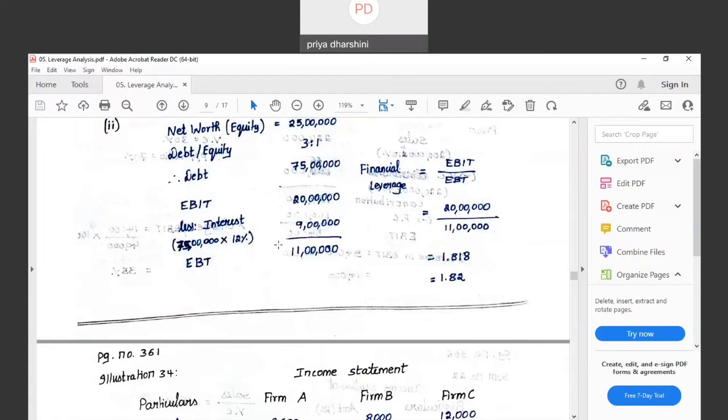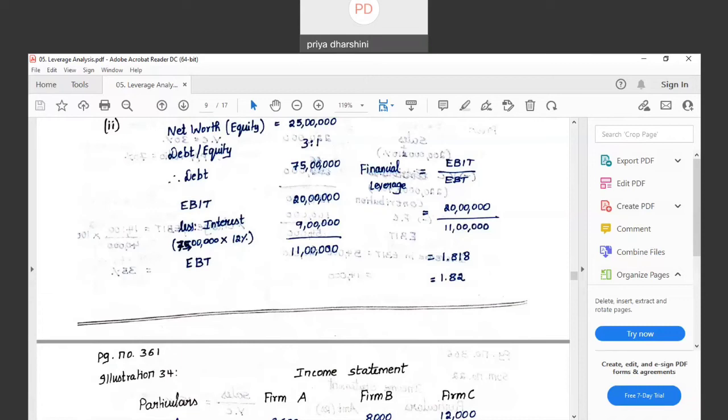For interest, they have given interest percentage as 12%, but they have not given you the amount of debt. How do you find the amount of debt? You find it using debt equity ratio. What is debt equity ratio? It is given as 3:1, which means equity is 25 lakhs, which is 1. What is debt? Debt is 3 times equity. So debt is 75 lakhs. Interest on debt will be 75 lakhs into 12%, which is 9 lakhs.